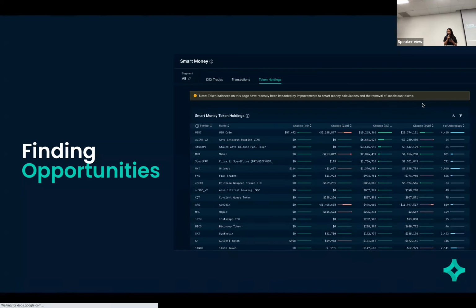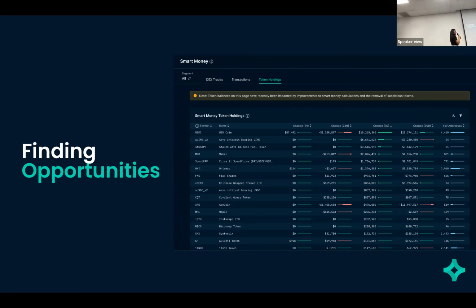Next slide. I think what you can do with Nansen is find opportunities on the blockchain. I don't know if you can see, but that's our smart money dashboard, which I think is unique to Nansen. Smart money is a label that we have for wallets that have proven to be profitable across their historical trades. So we have labels like DEX trader, meaning wallets that make a lot of money from DeFi, and we also have NFTs. So you can see the change in smart money token holdings over time. We have the filters there.